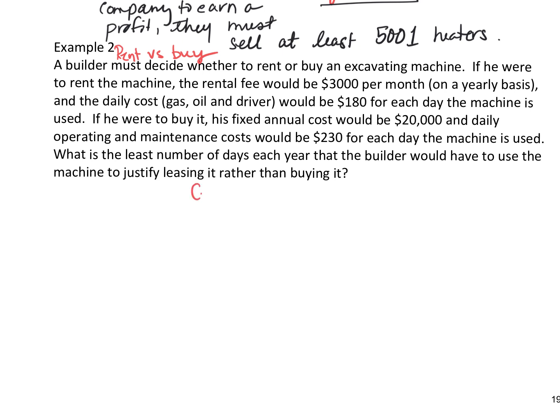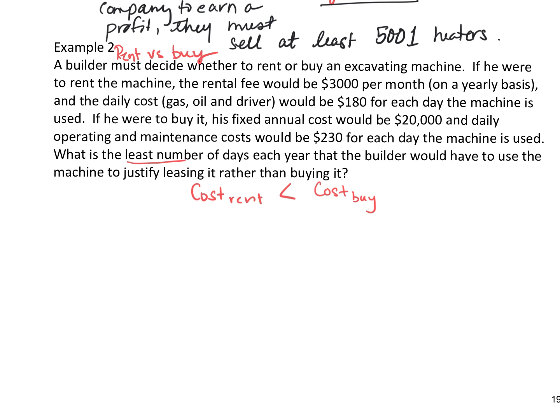We want to know, if I have the cost of renting, and I want to know the least number of days, that has to be less than the cost to buy for our days, okay? So what we want to do is figure out how to set this up and put our equations in there. The first thing: what is the least number of days each year that the builder would have to use the machine?